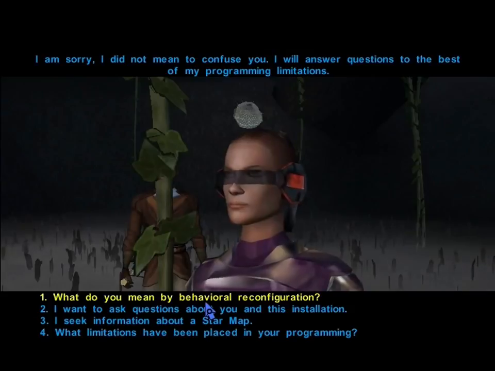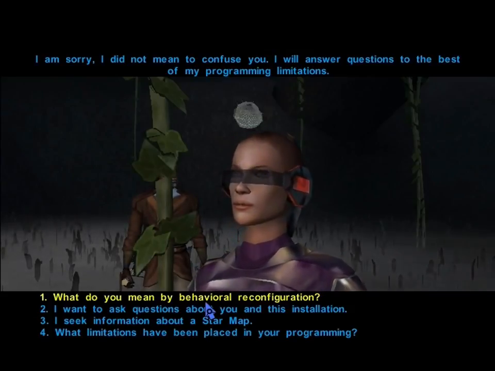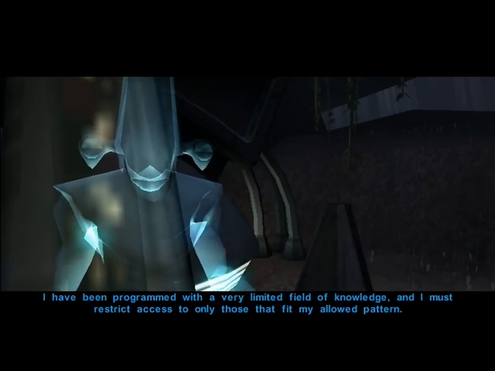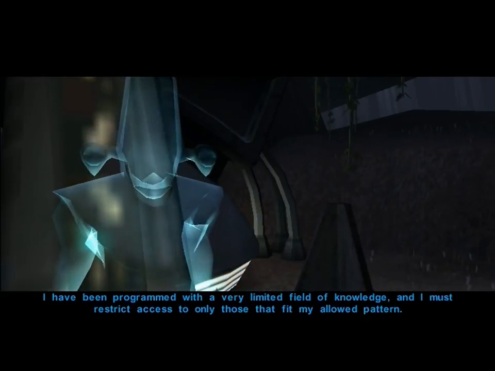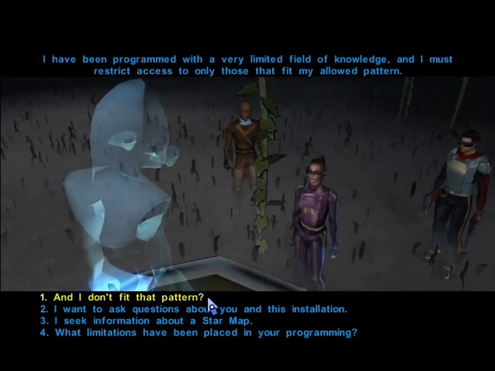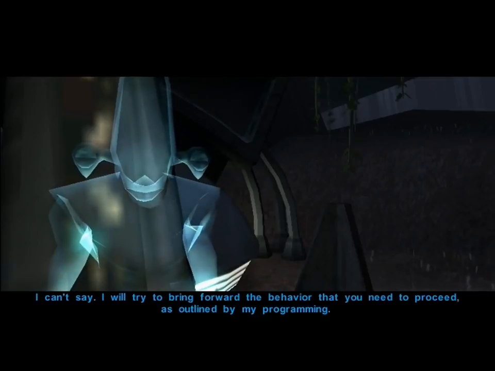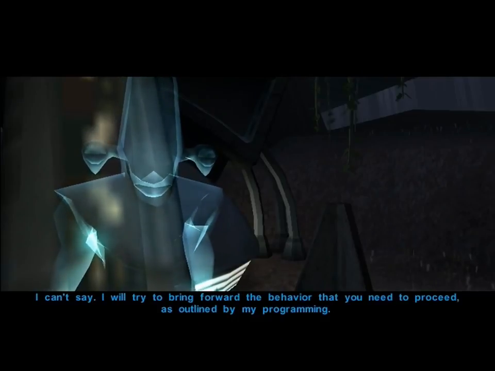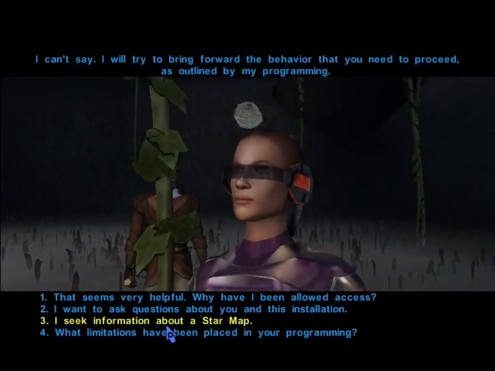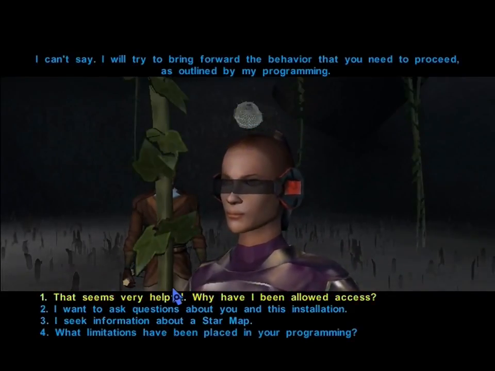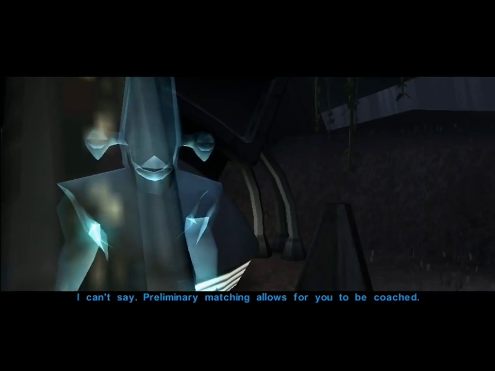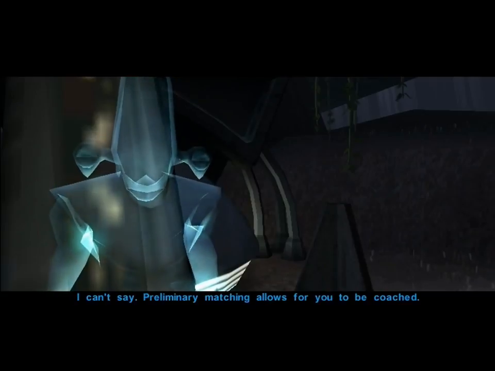Also, he's talking basic. What do you mean by behavioral reconfiguration? I have been programmed with a very limited field of knowledge, and I must restrict access to only those that fit my allowed pattern. And if I don't fit that pattern? I can't say. I will try to bring forward the behavior that you need to proceed, as outlined by my programming. Okay. That seems very helpful. Why have I been allowed access? I can't say. Preliminary matching allows for you to be coached.